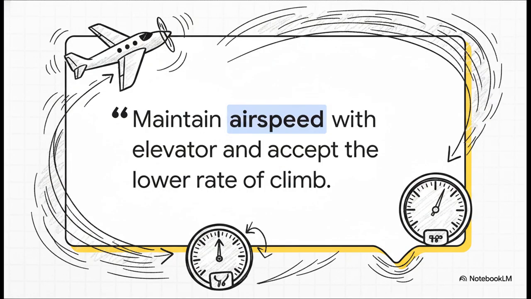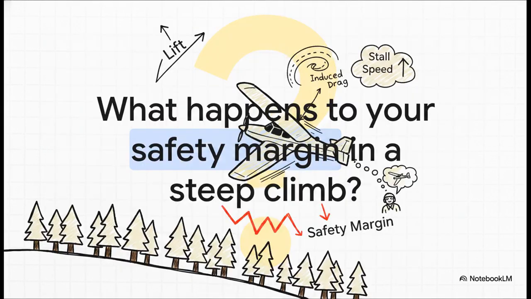Look, if you take only one single thing away from this briefing today, please let it be this golden rule. Throughout this maneuver, maintain airspeed with elevator and accept the lower rate of climb. Seriously, never try to yank back on the stick to force the plane to climb faster while you're in a turn. All you're doing is bleeding off precious airspeed and practically inviting a stall. Prioritize your airspeed, protect your energy, and just accept that your climb is going to be a little sluggish. It's totally fine.